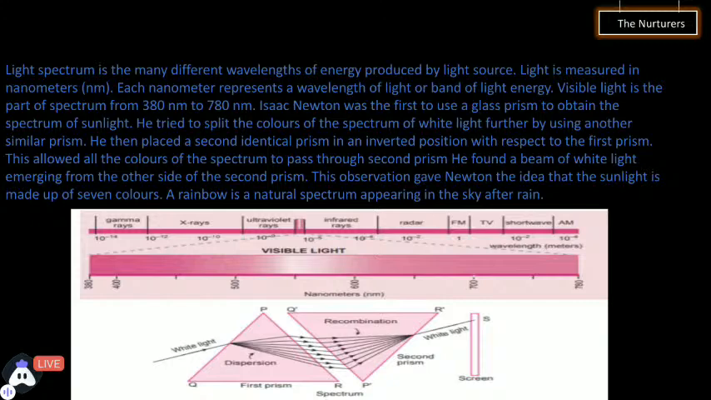He found a beam of white light entering from the other side of the second prism. So the entered light was white. Again, after passing through both the prisms, the second light was also coming as white. This observation gave Newton the idea that the sunlight is made up of 7 colors and a rainbow is a natural spectrum appearing in the sky after rain. So these are some of the important statements given by Isaac Newton on observing this light spectrum or by passing the white light through the prism.